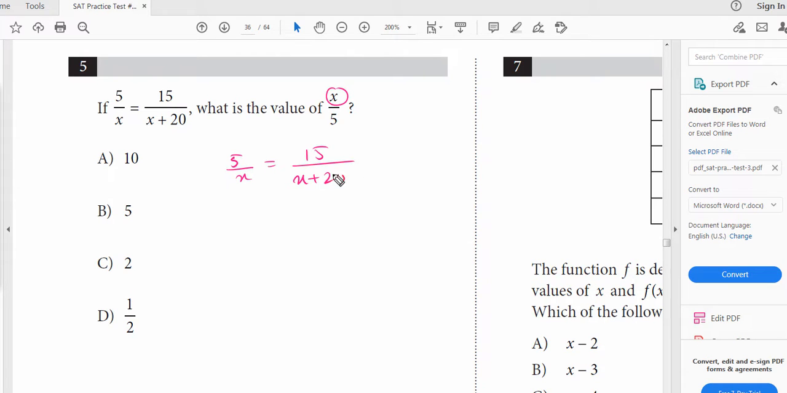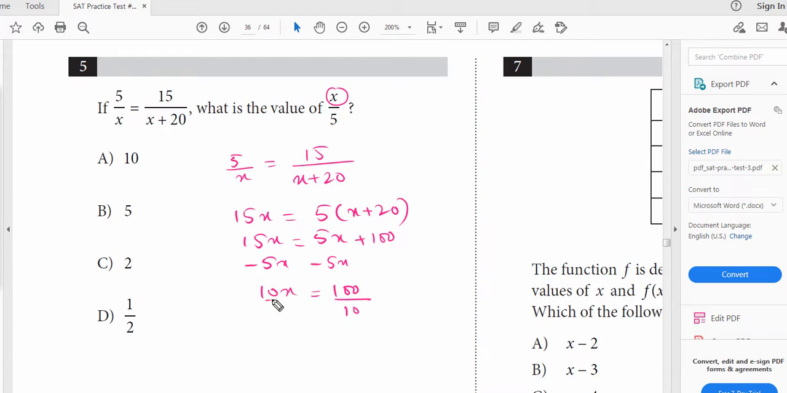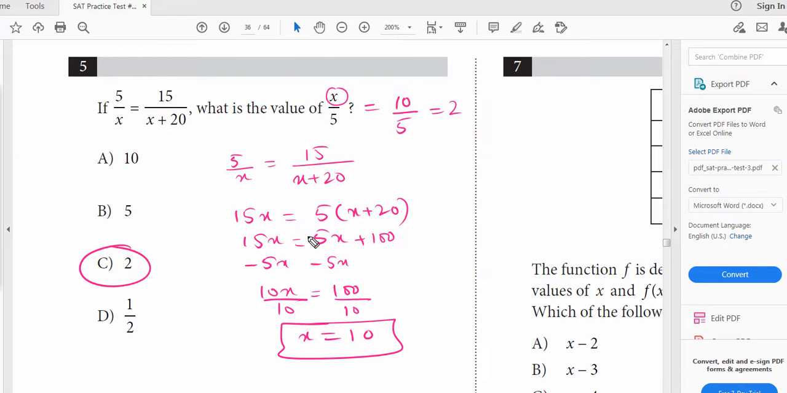So I'll do the cross multiplication, so it'll become 15 times x will be equal to 5 times x plus 20. Now 15x is equal to, I'll open the bracket, so it will be 5x plus 100. So I'll subtract 5x on both sides. So on the left side I'll get 10x and on the right side I'll get 100. Now I'll divide both sides by 10 and I'll get the value of x equals 10. Now I'll simply insert the value of x over here. So 10 over 5 will be equal to 2. So 2 will be my answer.